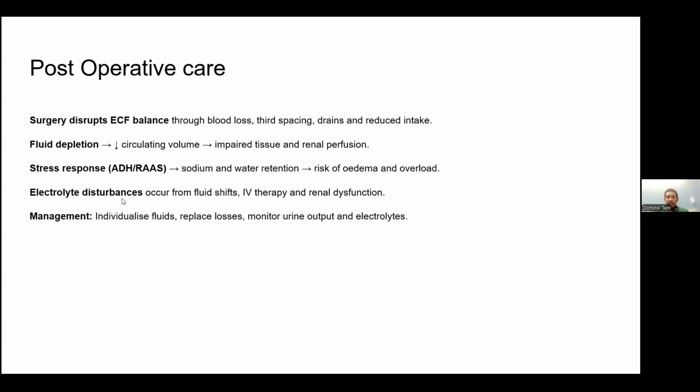And lastly, in our surgical patients with regards to post-op care, fluid balance depends on maintaining adequate extracellular fluid volume, electrolyte composition, and tissue perfusion after surgical stress. During surgery, there are fluid losses, blood losses, third spaces, drains, vomiting, patients not taking in as much, and that is going to cause a depletion of the extracellular fluid, reducing the circulating volume and impairing organ perfusion. The stress response of surgery causes the release of antidiuretic hormone and the renin-angiotensin-aldosterone system, causing sodium and water to be retained, which may contribute, in some cases, to post-op fluid overload and edema.